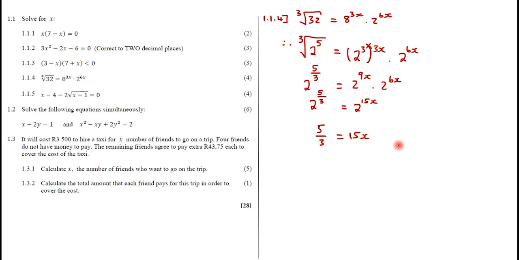So I'm dropping my power there, and then I'm looking for x, which means I'm just going to divide by 15 on both sides. When I do that, this cancels with that, and I'm left with x.